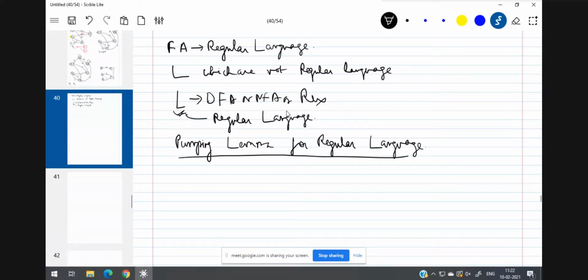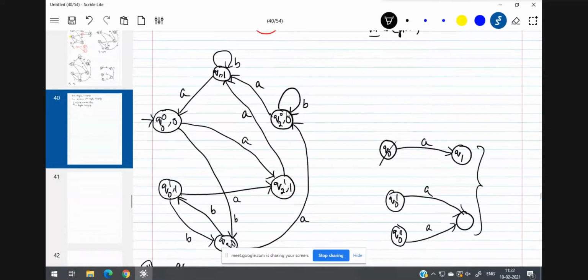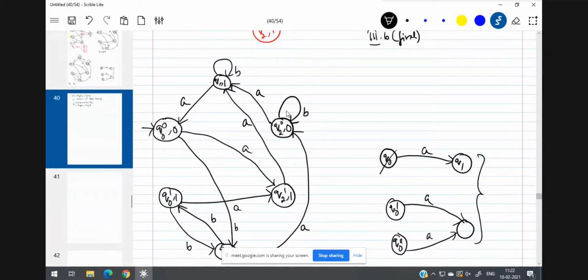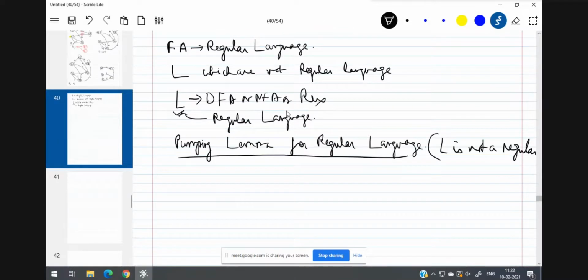Later on we'll be explaining why the term pumping has been added to this particular lemma. Why has pumping been included? Once we understand this, we'll know it later. Now, this particular lemma is used to identify whether a given language is not regular.